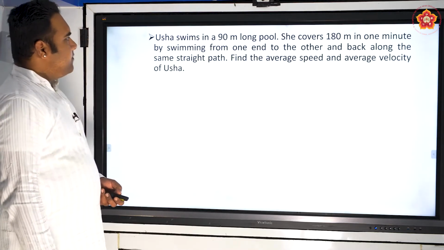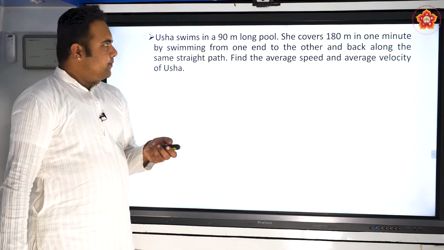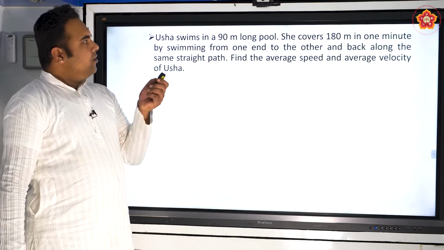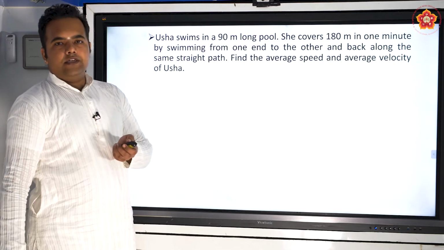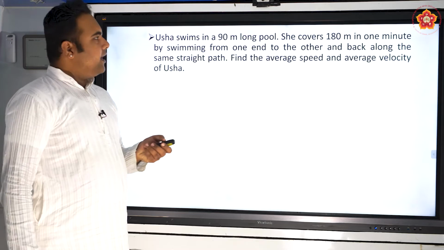The next one. Usha swims in a 90 meter pool. Some of these are given in your textbook. You can have a look at it, but don't look at the solutions initially. Just try to look at the question, try to understand and then check for the answer.